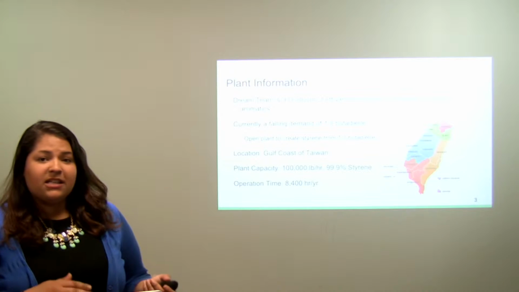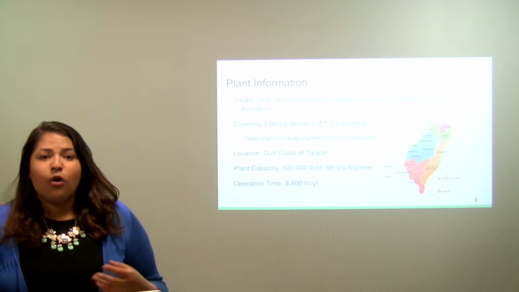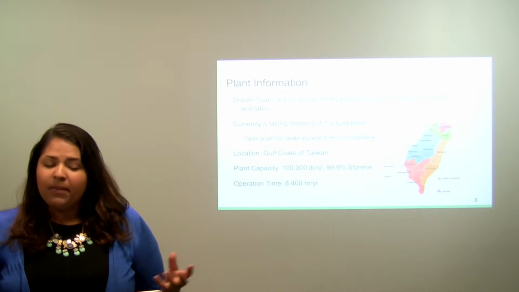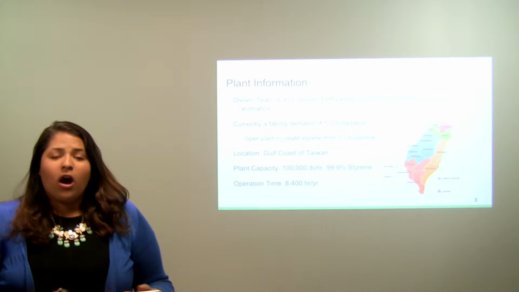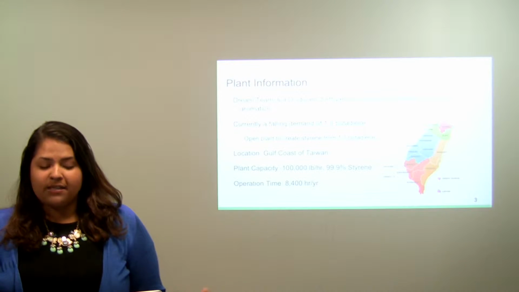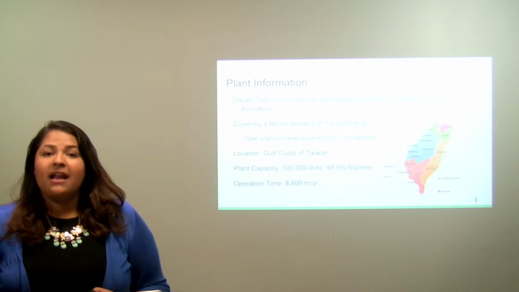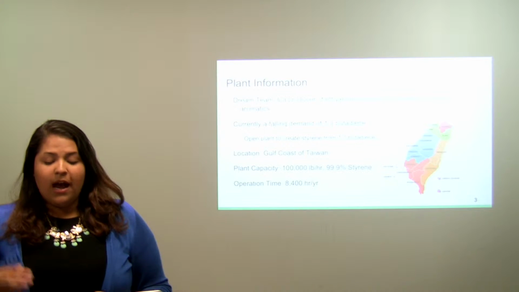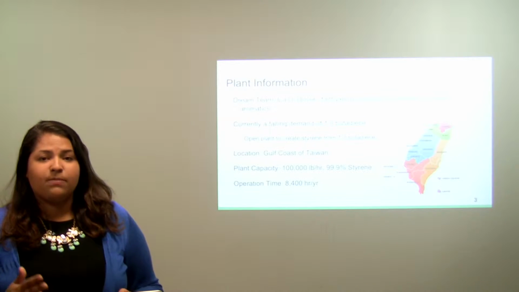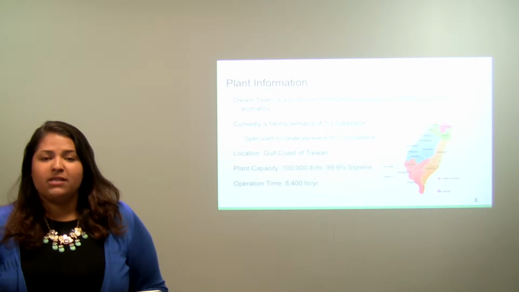In addition to this, we also found out that our company is looking to open a new plant with our regular production of butadiene, C4s, etc. in Taiwan. And so our plant is designed to be built into that Taiwan complex. As of right now, the design is made to operate at 8,400 hours per year at a capacity of 100,000 pounds per hour to yield a product of 99.9% styrene.